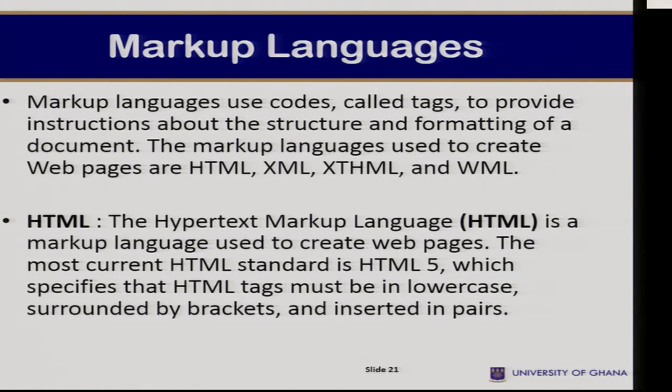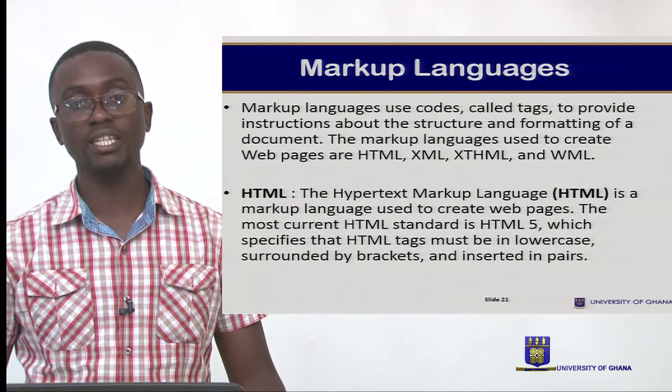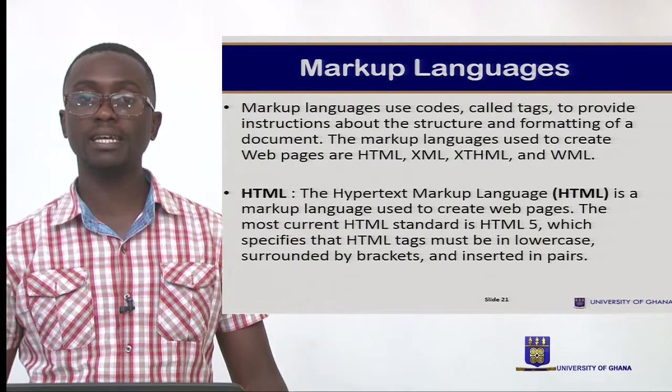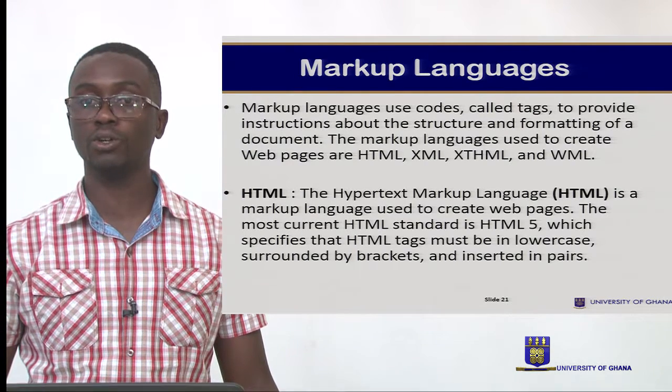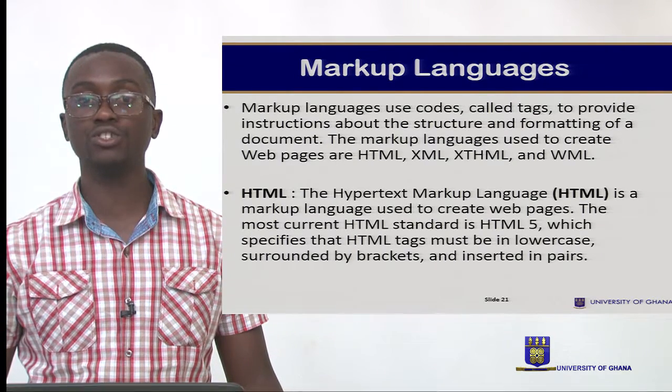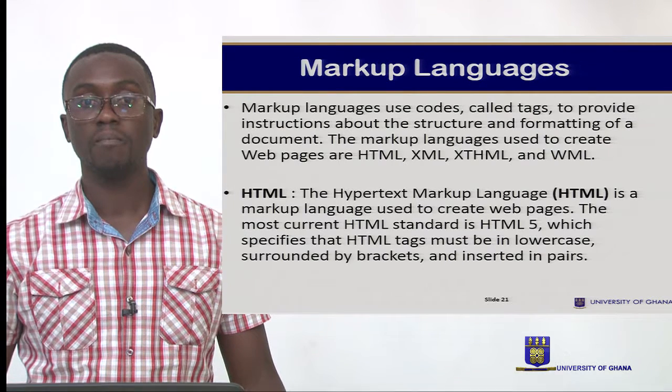Next, we look at markup languages. Markup languages use codes called tags to provide instructions about the structure and formatting of a document. The markup languages used to create web pages are HTML, XML, XHTML, and WML. We start with HTML, which is the hypertext markup language, HTML for short. It's a markup language that's used to create web pages.